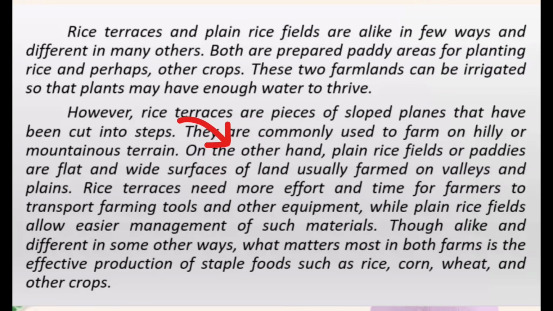It is then followed by a pair of differences using the signal word while. Rice terraces need more time and effort for farmers to transport farming tools and equipment, while plain rice fields allow easier management of such materials. Then, it is summed up by a concluding sentence. Though alike and different in some other ways, what matters most in both farms is the effective production of staple foods such as rice, corn, wheat, and other crops.